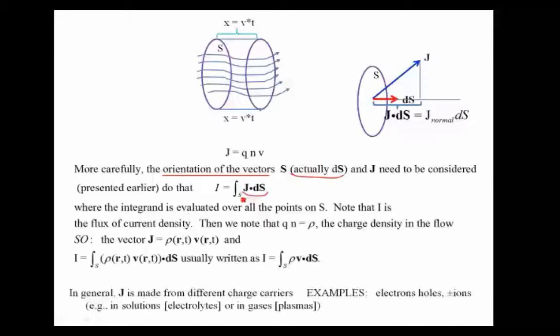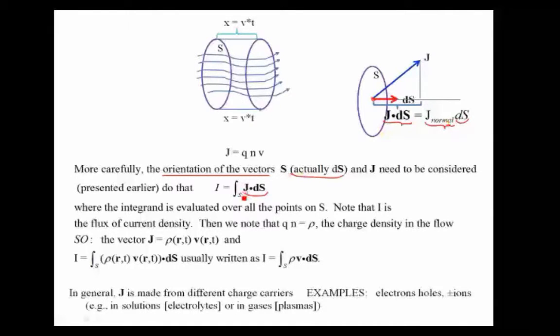If we integrate that over the surface, this is a variable that depends on the position, so J may depend on where it's hitting the surface S. So the way I show it here, for this particular point right here, J is pointing in this direction, dS is normal to the surface, so we take the dot product, and what we get is the normal component of J times the magnitude of dS.